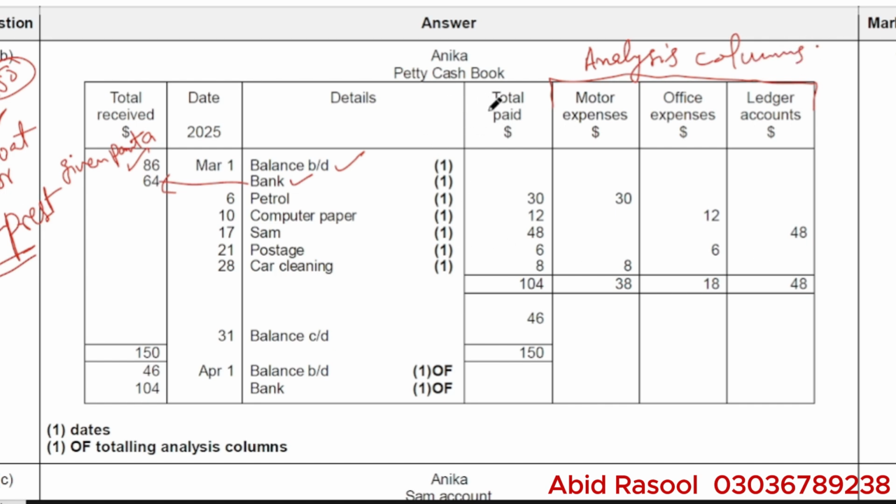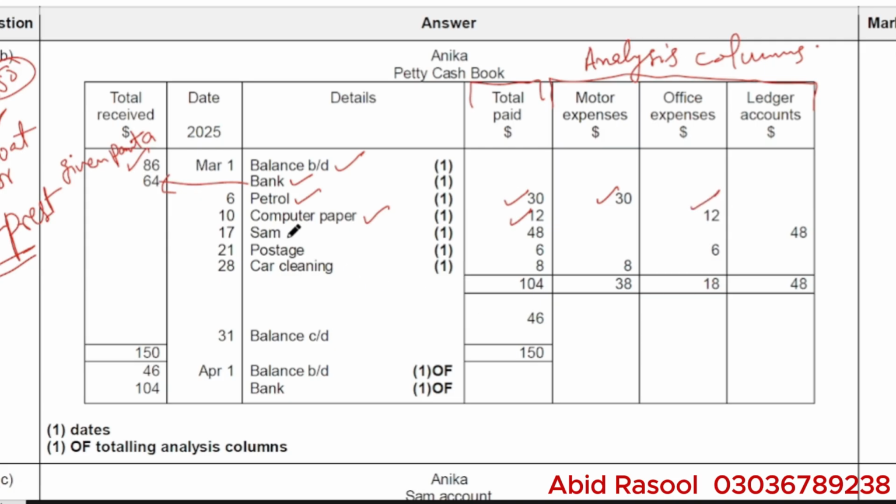On the payment side, we write every entry in two columns: first the total paid, and then the respective analysis column. These columns tell us the types of expenses that we meet with our petty cash. First of all, we paid for petrol, $30. We write it in the total paid column, then motor expenses 30, because fuel is related to motor expenses instead of office and ledger accounts. Then computer paper was bought, and it goes in total paid first, and then in office expenses.